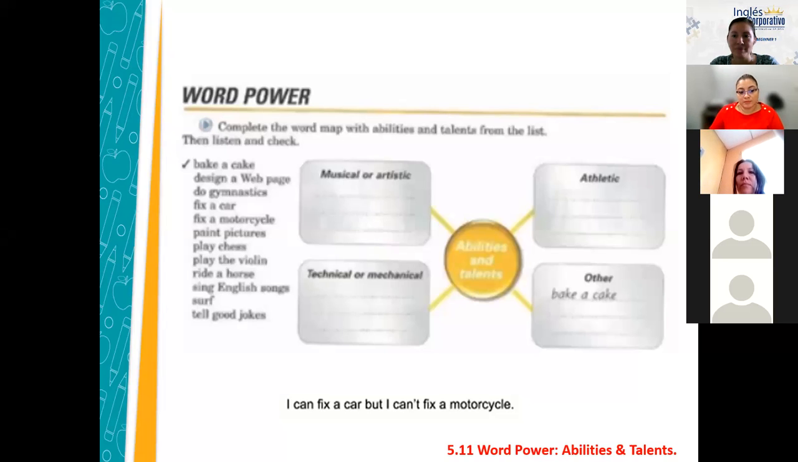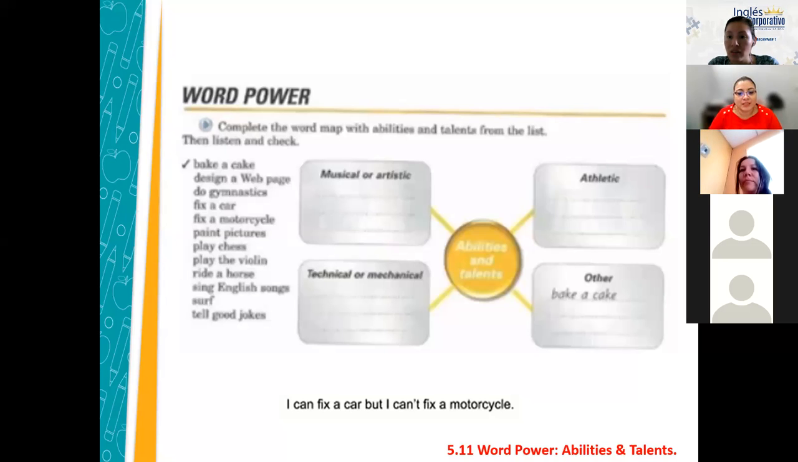Lady. Okay, I can make that food, but I can't make... I don't remember the food, it is the eggplant.